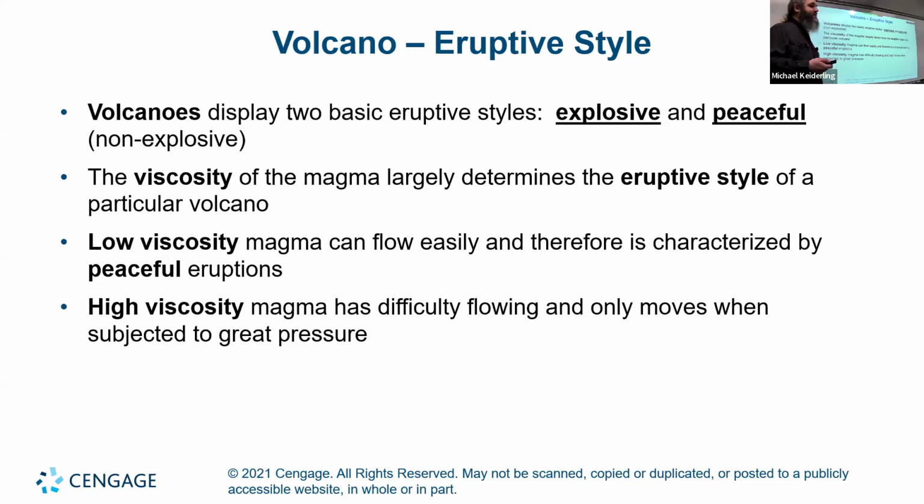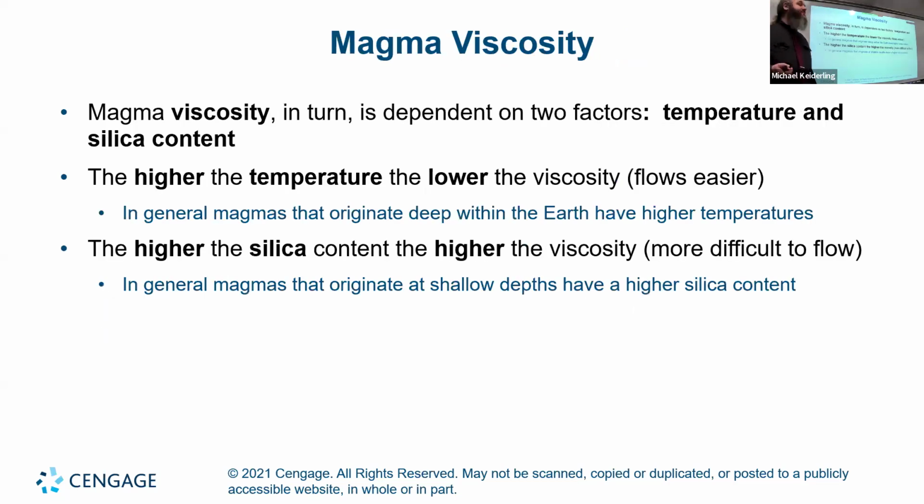And you get things that cause like tsunamis and stuff. So magma viscosity, it turns out, is dependent on two factors: temperature and silica content. It turns out they're also related. So low temperature magma tends to be high in silica content and high in viscosity. High temperature magma is low in silica content and low in viscosity.